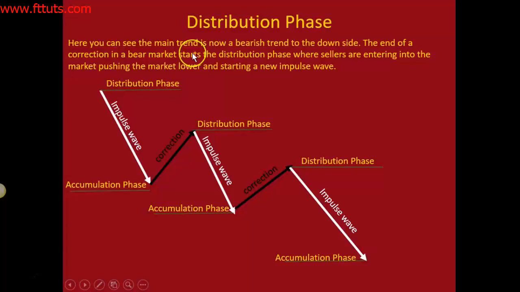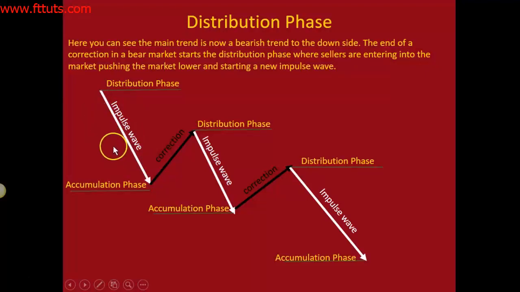So the distribution phase is a little bit different. It's the same, but in a different way. So here you can see the main trend is now bearish, and the trend to the downside is bearish. So the end of the correction in a bear market starts the distribution phase where sellers are entering into the market, pushing the market lower and starting a new impulse wave. So you can see this is the distribution phase. This is where more sellers jump into the market and push this market lower. And that's the direction we want to go.